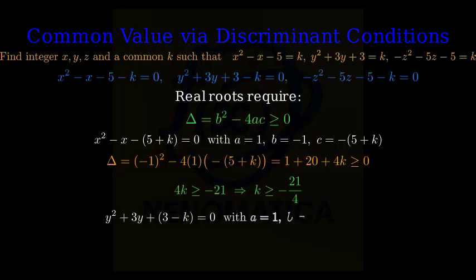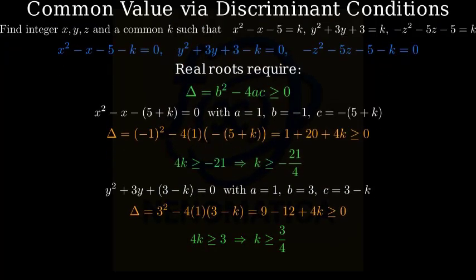Now the second equation. Here a equals 1, b equals 3, and c equals 3 minus k. The discriminant is 3 squared minus 4 times 1 times the quantity 3 minus k. That is 9 minus 12 plus 4k, at least 0. So 4k is at least 3, which gives k greater than or equal to 3 over 4.